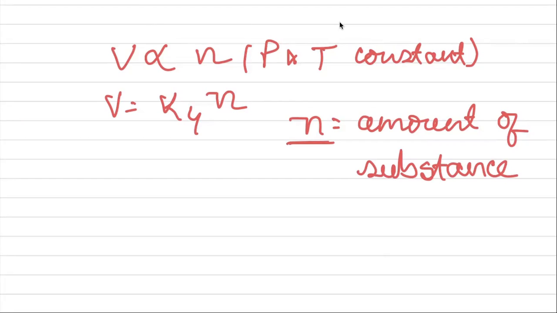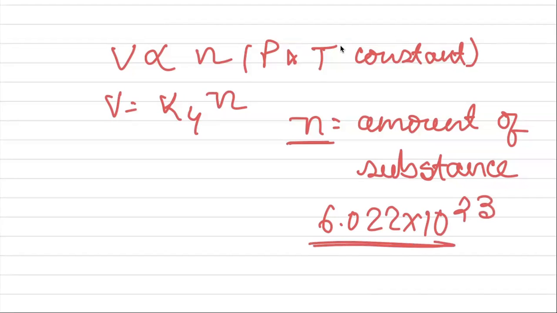N is the number of molecules in 1 mole of gas, and that is equal to 6.022 times 10 to the power 23, and it is known as the Avogadro constant. This value, 6.022 times 10 to the power 23, is known as the Avogadro constant. And k4 is the proportionality constant.